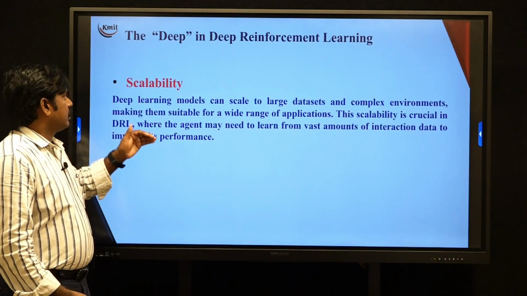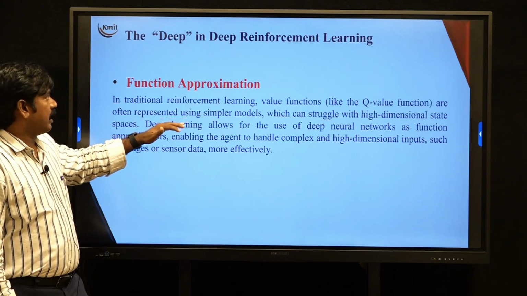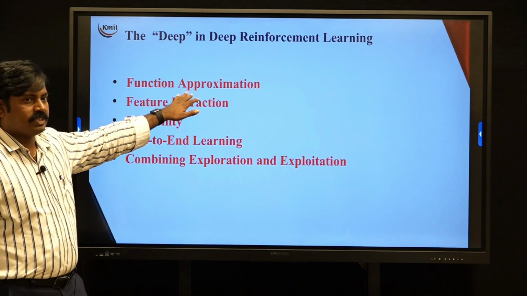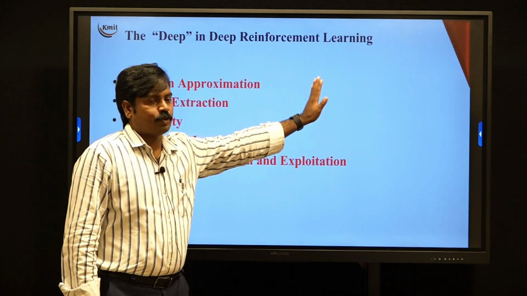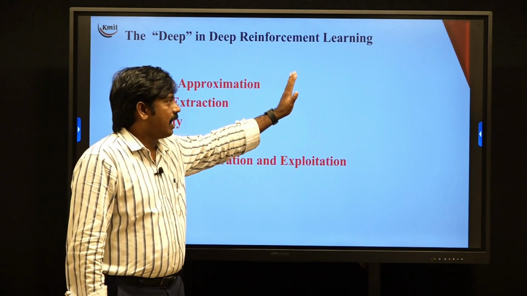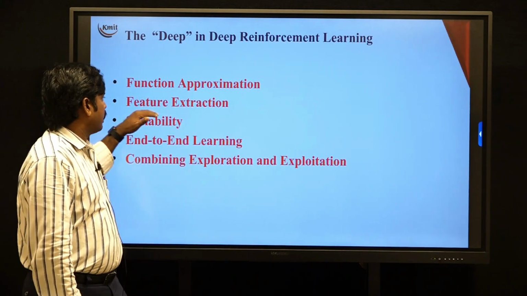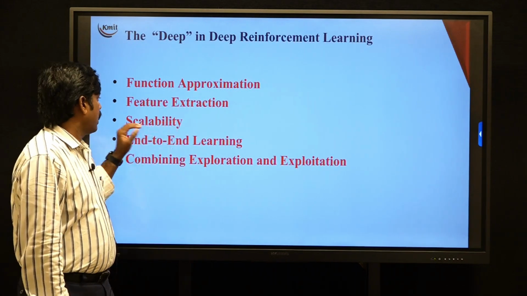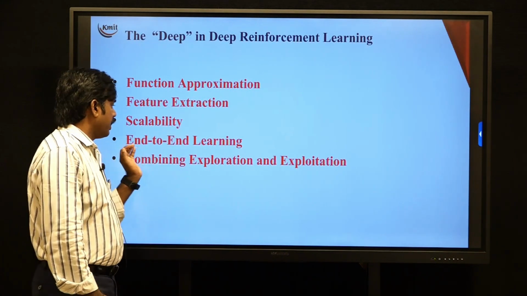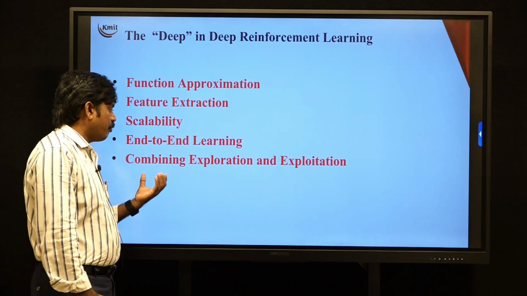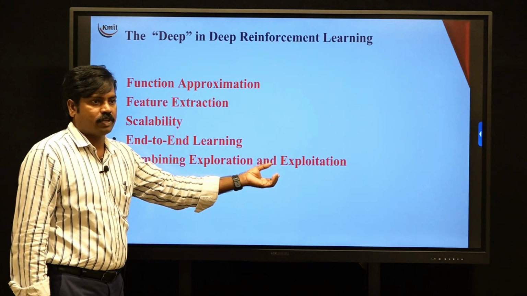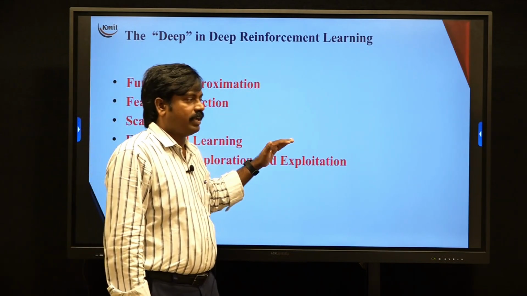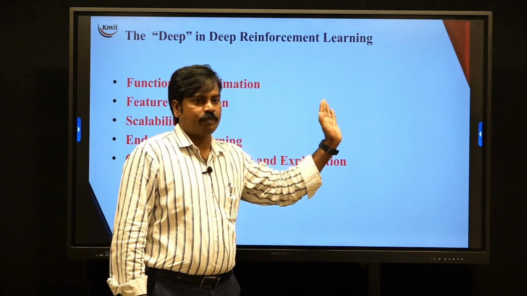Deep learning techniques are used in reinforcement learning tasks for function approximation. Function approximation means the action-reward mapping we get from deep learning is given as input to the reinforcement learning. Deep learning techniques are also used for feature extraction, scalability of the data, and the end-to-end learning process, and combining the exploration and exploitation task is also done.